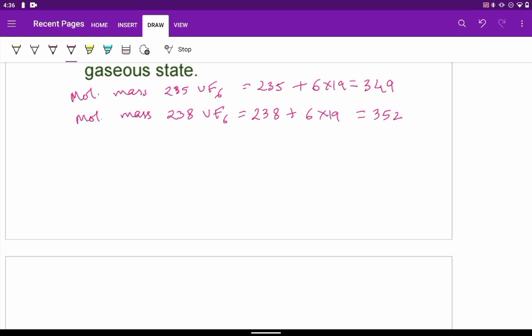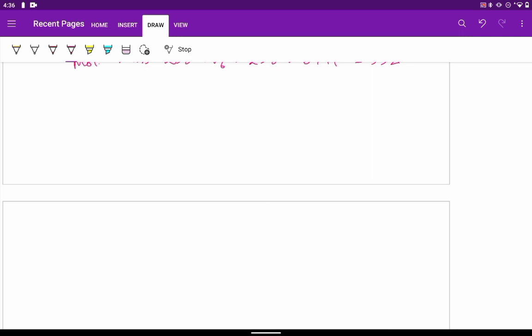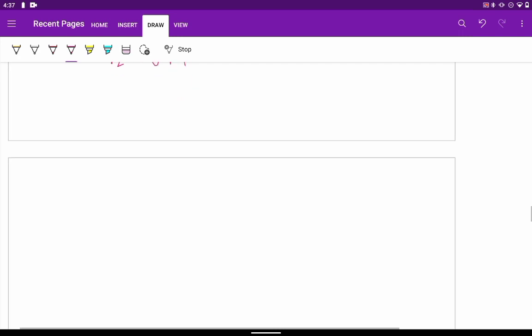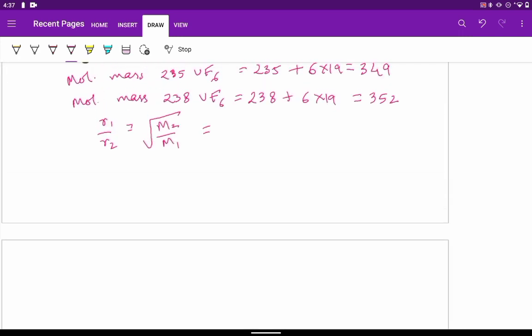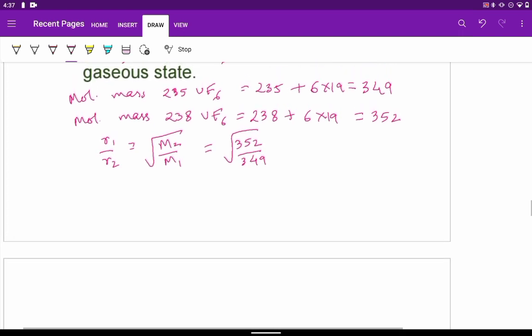Now we get the ratio of R1 by R2. That will be equal to square root of M2 by M1. Inversely proportional. That is equal to square root of 352 by 349. On calculating, we get it as 1.0043.